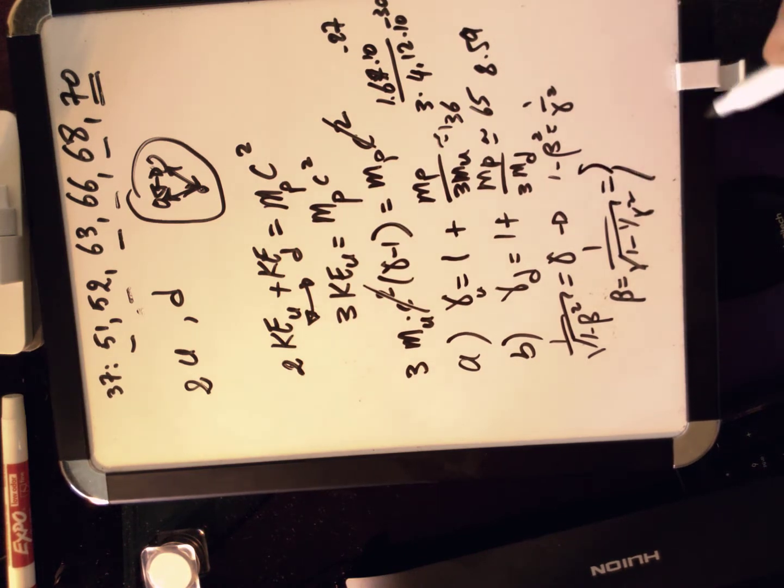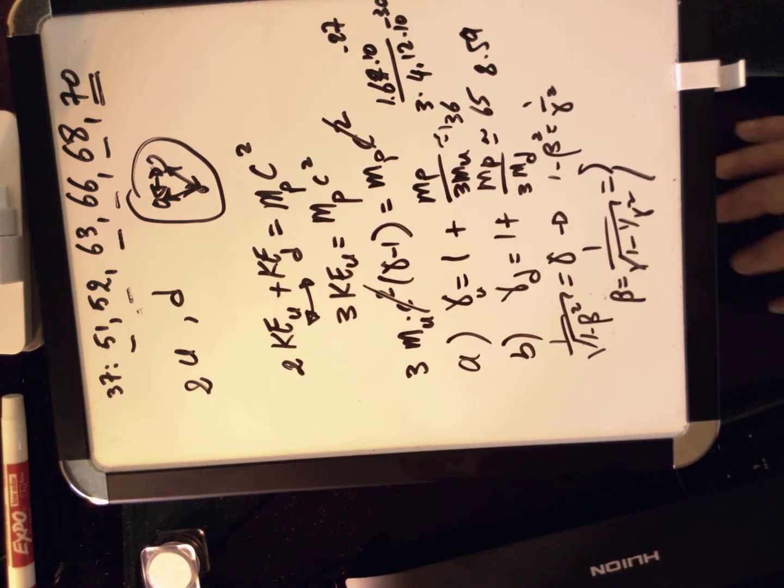Okay, let's find the two numbers in here. We're going to plug in gamma u and gamma d, and we're going to find the two betas. 1 over the square root of, open parentheses, 1 minus 1 over 135 or 136.